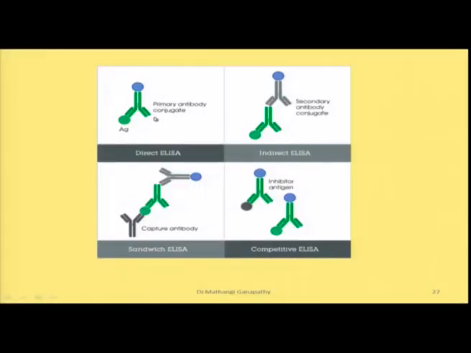So, this is a picture which gives you the different types, where finally you have the primary antibody conjugate here. In indirect ELISA we are talking about a secondary antibody conjugate. You have a sandwich ELISA where you have a capture antibody, then you have the competitive ELISA. So, the basic technique of ELISA can be done in different ways: direct ELISA where you have a primary antibody conjugate, indirect ELISA where you have a secondary antibody conjugate, a sandwich ELISA or a competitive ELISA.